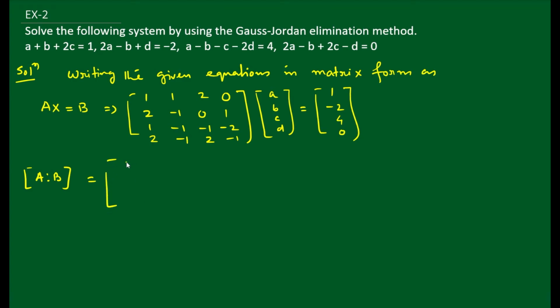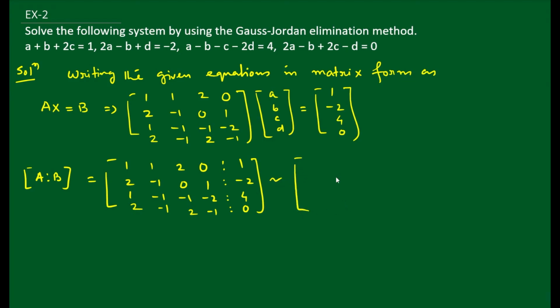So our [A|B] will be 1 1 2 0, 2 minus 1 0 1, 1 minus 1 minus 1 minus 2, 2 minus 1 2 minus 1, and then let us write the values of the matrix B. So it's 1, minus 2, 4, and then 0. So same process. What will we do first? We'll make these 3 elements 0 with the help of row 1. So let us fix row 1.